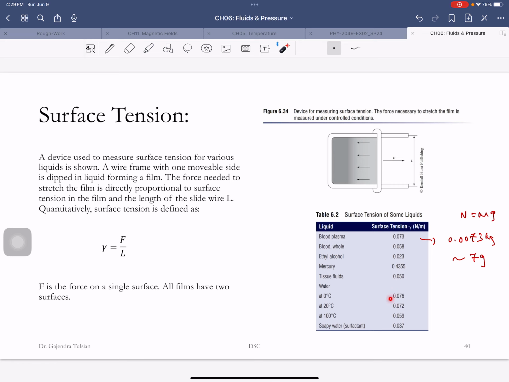The surface tension of water is 0.076. For soapy water, the surface tension is lower, about half. Any substance that decreases the surface tension is called a surfactant, and this concept will become important. Surfactants are substances that lower the surface tension of a liquid. So surface tension is denoted by gamma, and it's the force per unit length.